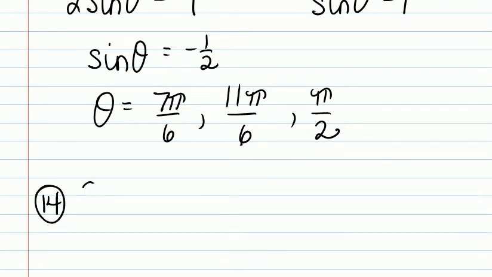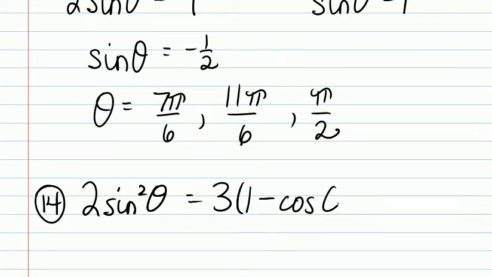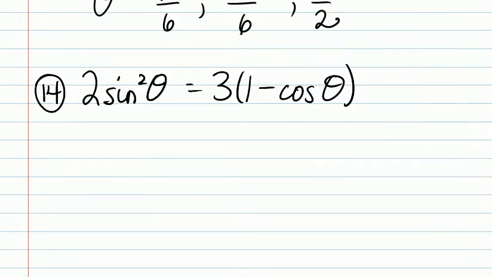We have 2 sine squared theta equals 3 times 1 minus the cosine of theta. And again, when we look at this, we have a cosine and a sine squared. Not the most useful thing for factoring. We do not have any identities that only use cosine, but we do know what sine squared really equals. It is the same thing as 1 minus cosine squared. That is one of the Pythagorean identities.